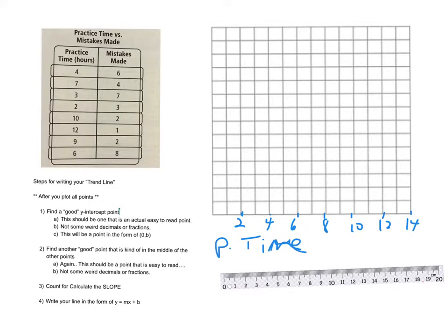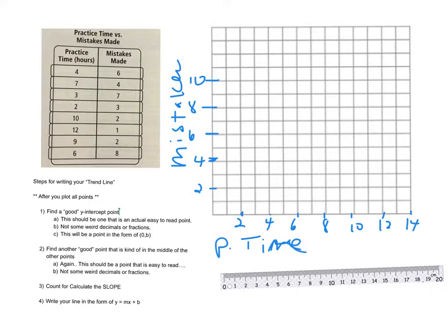On the left side, I'm going to go by ones, but I'm still going to count 2's. So 2, and this is our mistakes. Along that left side, this is mistakes. Right, there we go. 2, 4, 6, 8. How far do we go? That looks like about 8. We'll go to 10 just because.